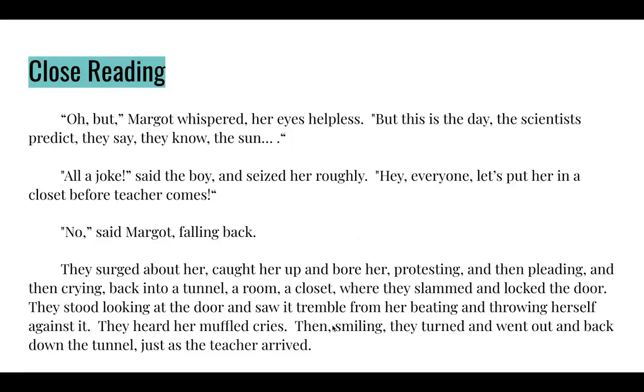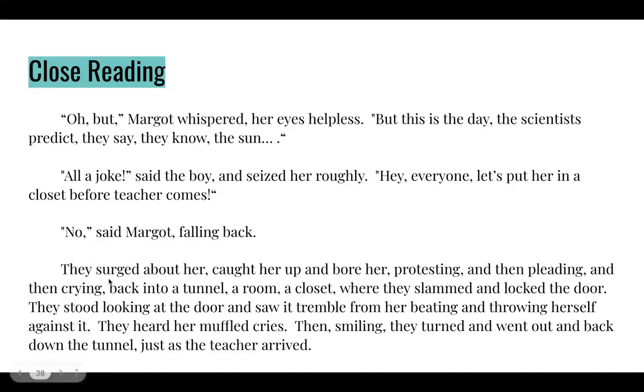And then this last section, I find it quite powerful the way Ray Bradbury suddenly builds this very long sentence. "They surged about her, caught her up, and bore her, protesting and then pleading and then crying, back into a tunnel, a room, a closet where they slammed and locked the door." It feels like it's kind of building on itself. And it goes from this boy who grabs her roughly to suddenly this nameless "they," right? This mob, this group who are becoming physical and surging about her.